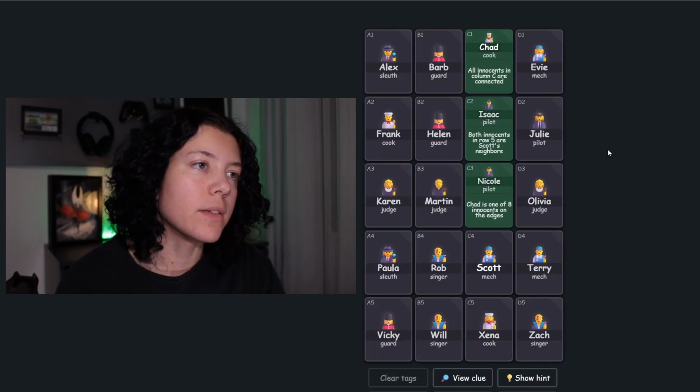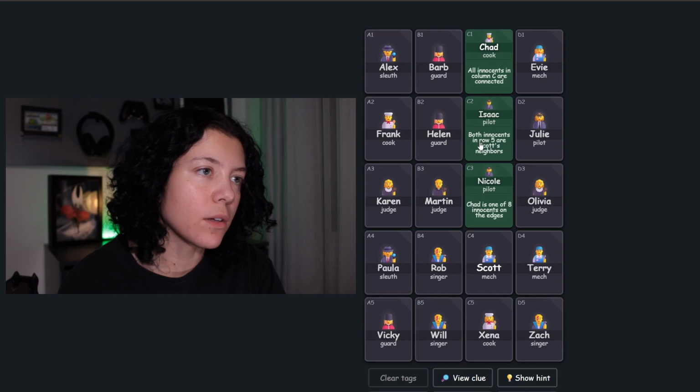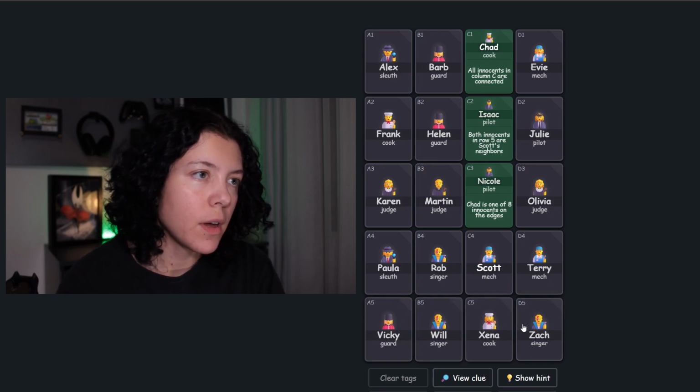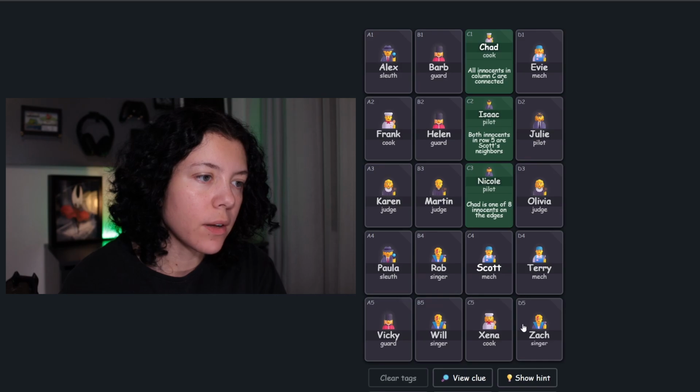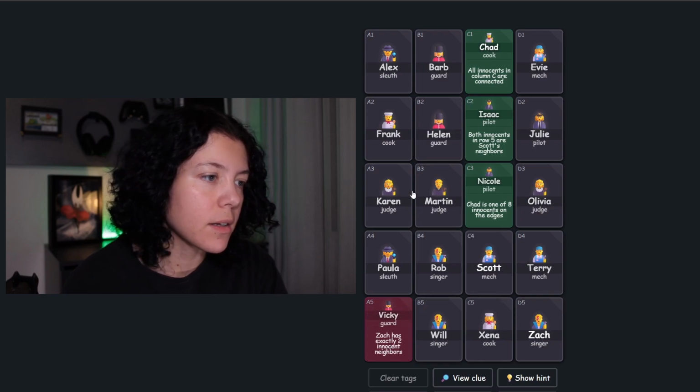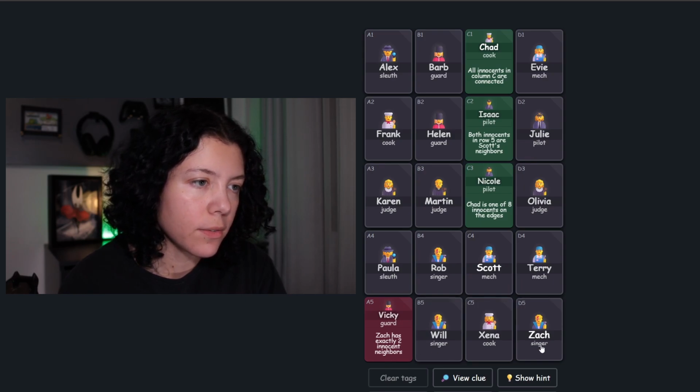Now, Isaac is telling us that both innocents in row 5 here are Scott's neighbors. So we have 2 innocents in row 5 and both of them are Scott's neighbors. So we know that Vicky is a criminal. Now, Vicky is telling us that Zach has exactly 2 innocent neighbors. Zach's here and they have 3 neighbors in total. 2 of them have to be innocent.